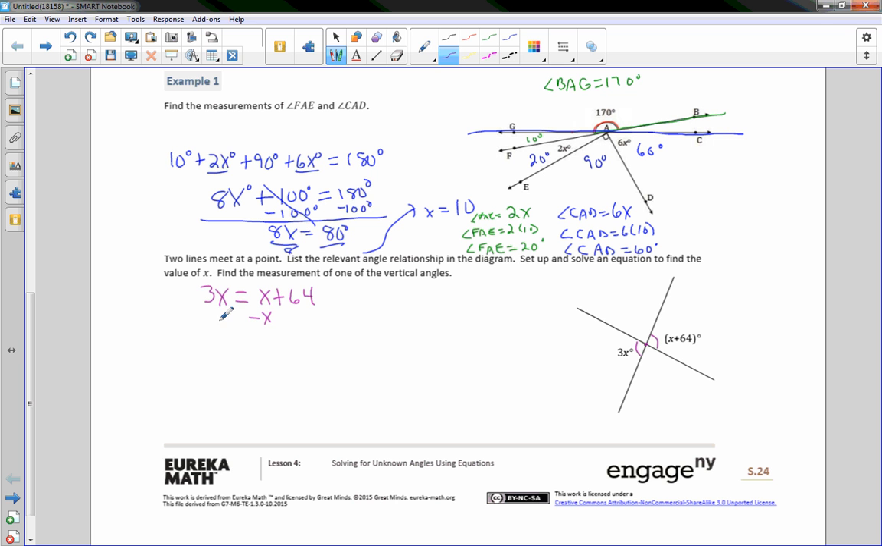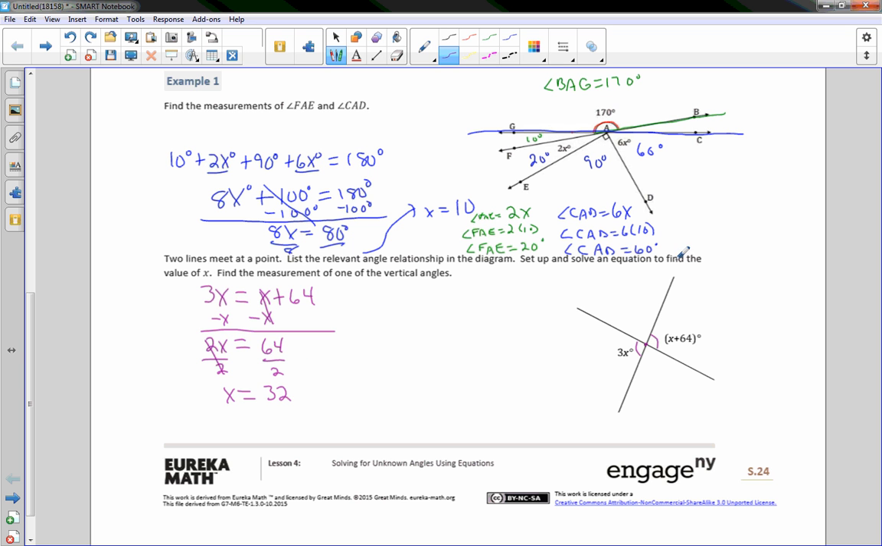If I subtract x from both sides, 3x minus x is 2x. x minus x cancels, and I get 64. Divide both sides by 2. 2's cancel, I get x equal to 32.